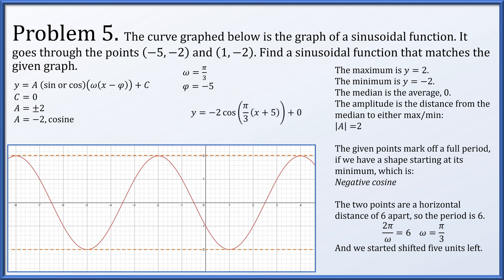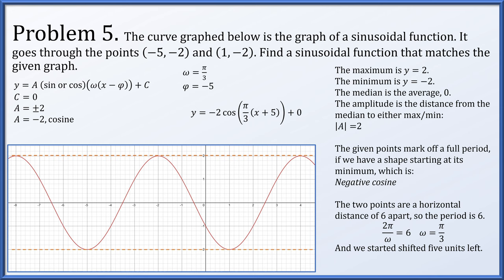And here we have a possible solution. y is equal to negative 2 times the cosine of pi over 3 times the quantity x plus 5, all plus 0. I say one possible solution, by the way. C is going to be 0 no matter what. The amplitude should be plus or minus 2, but the horizontal shift sort of depends on where you want your figure to, quote, start. We started at x equals negative 5.